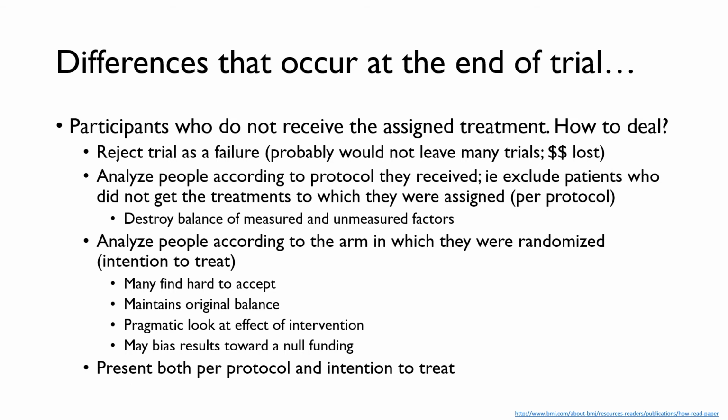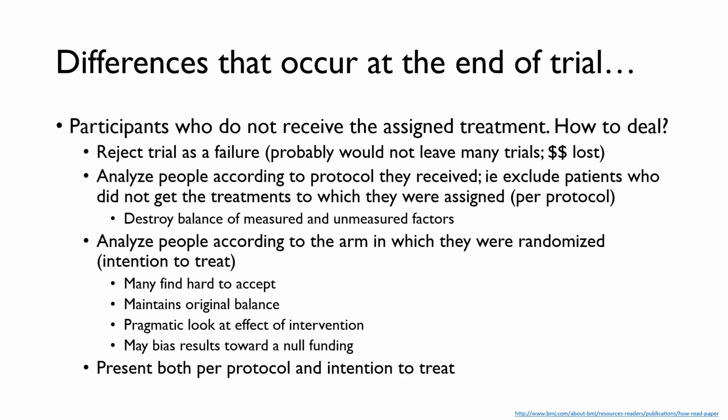So the fundamental problem with this is that you constructed this trial so carefully at the beginning to minimize selection bias. You randomized, you balanced on measured factors and unmeasured factors, hopefully. And if you throw out people differentially in each group, you destroy that balance that you so carefully constructed. And this is why per protocol is in general not viewed as the first line approach to this problem.